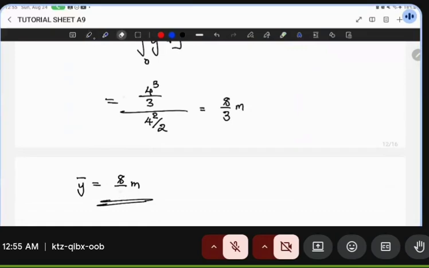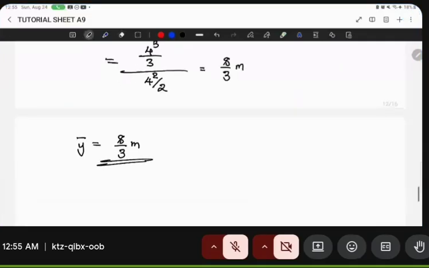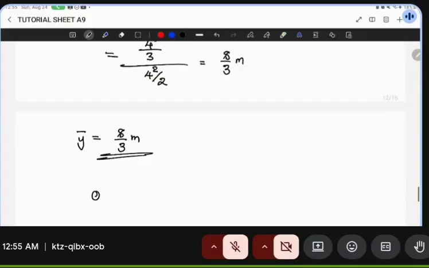You can write that 3 better. But if we're giving the full coordinate, it will be 0, 8 over 3, 0, representing it as x bar, y bar, z bar.